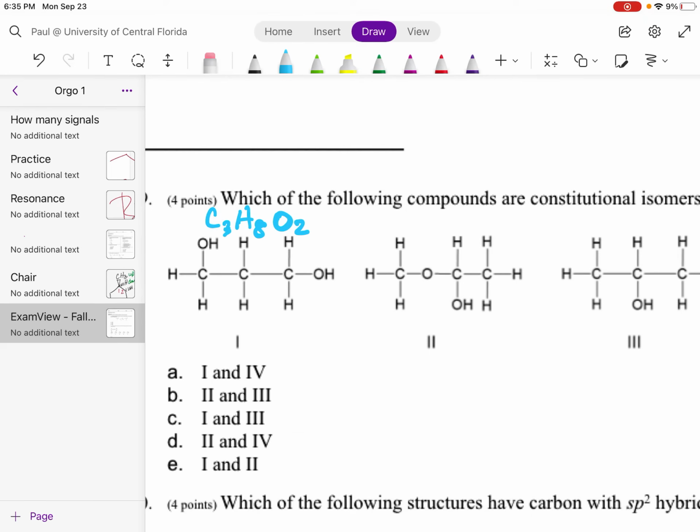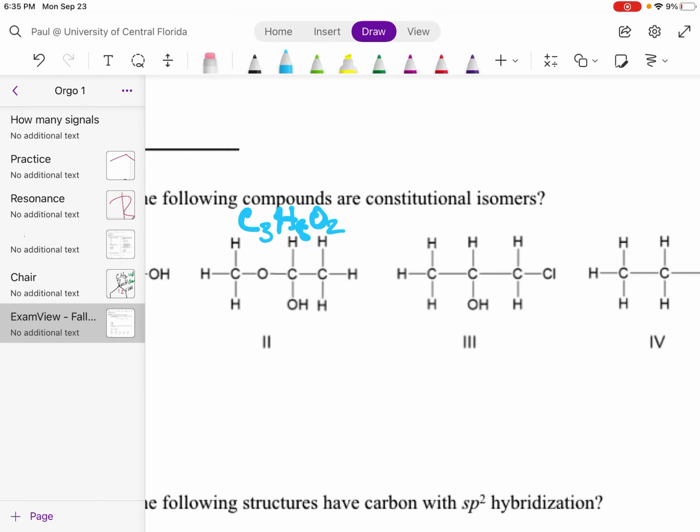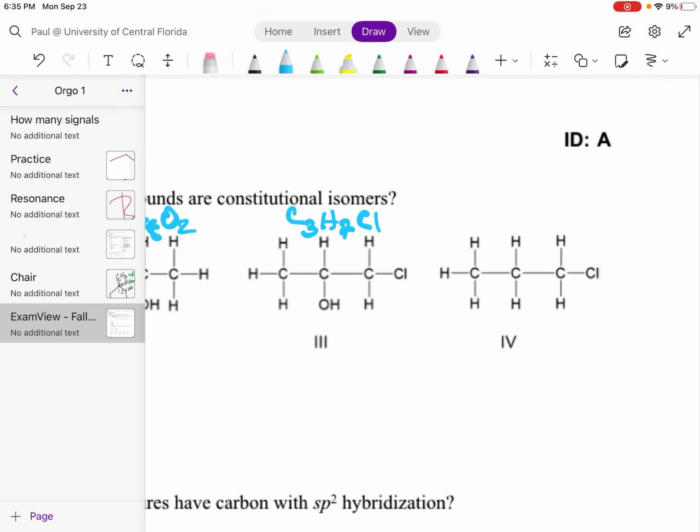Okay, molecule 2, how many carbons? 1, 2, 3. How many hydrogens? 1, 2, 3, 4, 5, 6, 7, 8. And, okay, same molecular formula. We have 3 carbons again. 1, 2, 3, 4, 5, 6, 7, and 1 chlorine. So that has a different chemical formula than the previous two. And this one, 3 carbons. 1, 2, 3, 4, 5, 6, 7.